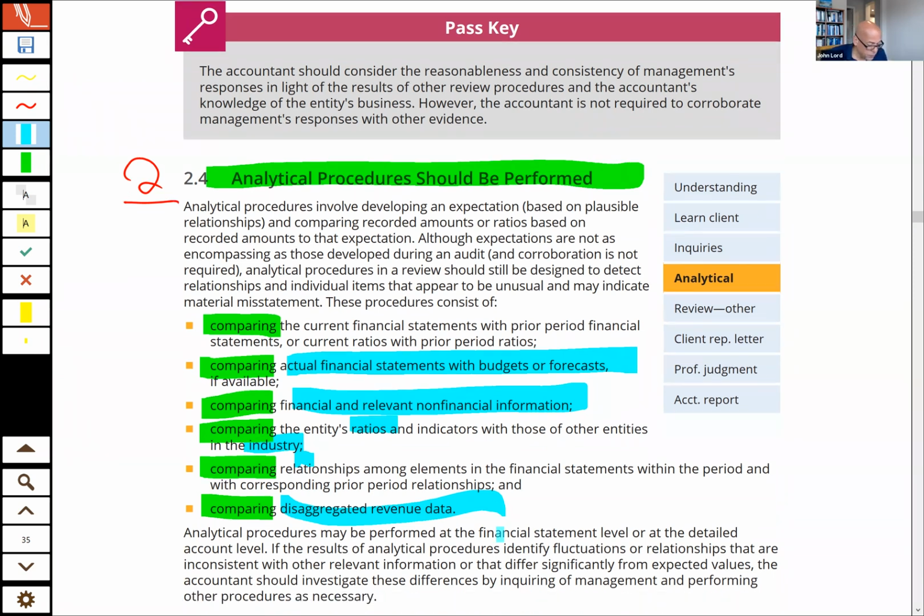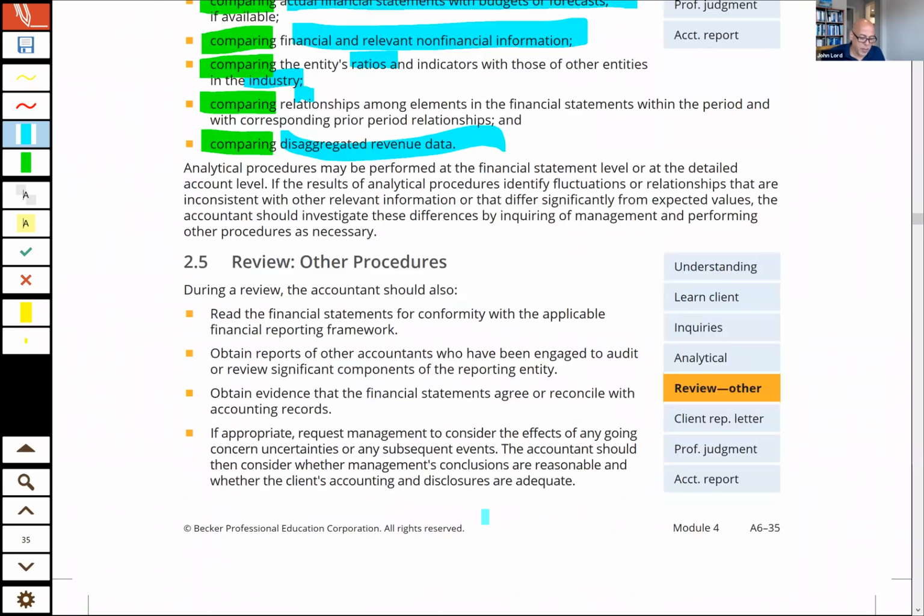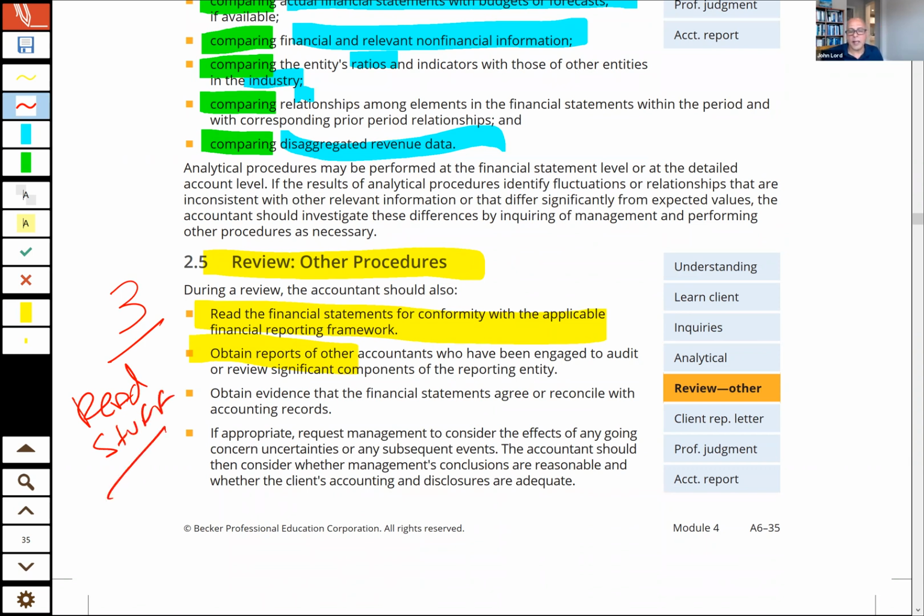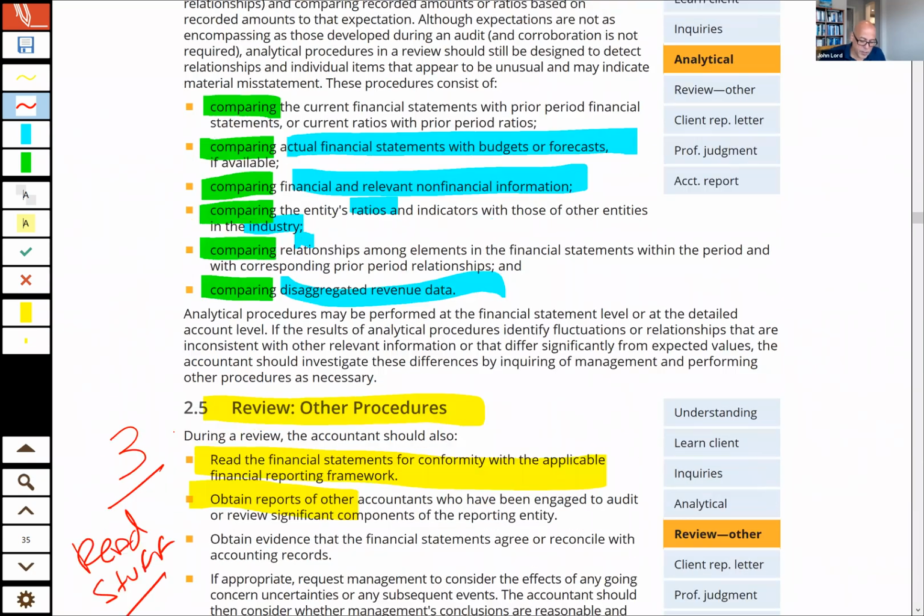Okay, then we come over and we talk about review other procedures. Go ahead and include on your flashcard the third thing that we are required, which is other procedures. And guys, I think if you just put read stuff, that's good enough for this flashcard. They say, hey, should you read the reports of other auditors in a review? Yes. Should you read the financial statements to see if they conform with GAAP? Sure, we do it in compilation. Why wouldn't we do it in a review?